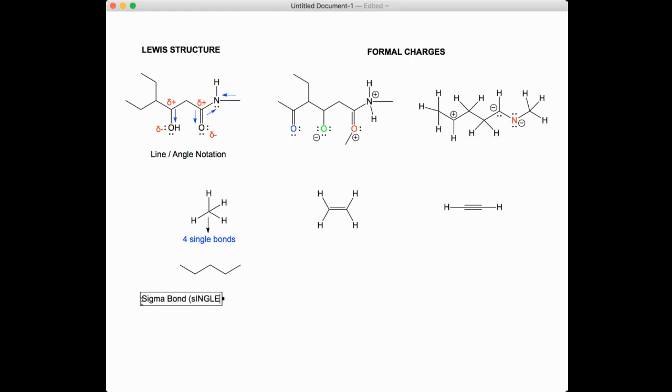Sigma stands for cylindrically symmetrical. And again, four single bonds, four sigma bonds. So what exactly do I mean by a sigma bond? I'm going to show you the drawing here so you know exactly what I'm talking about, okay?